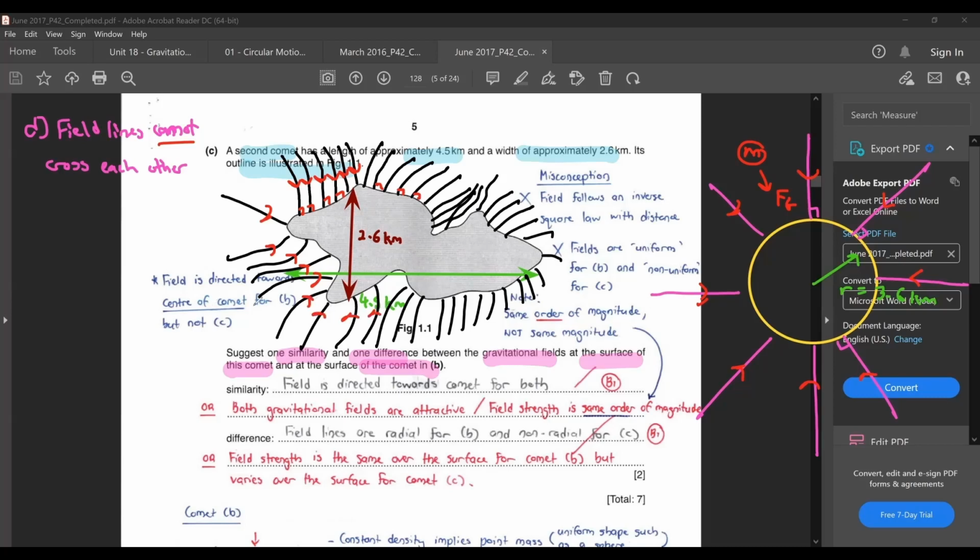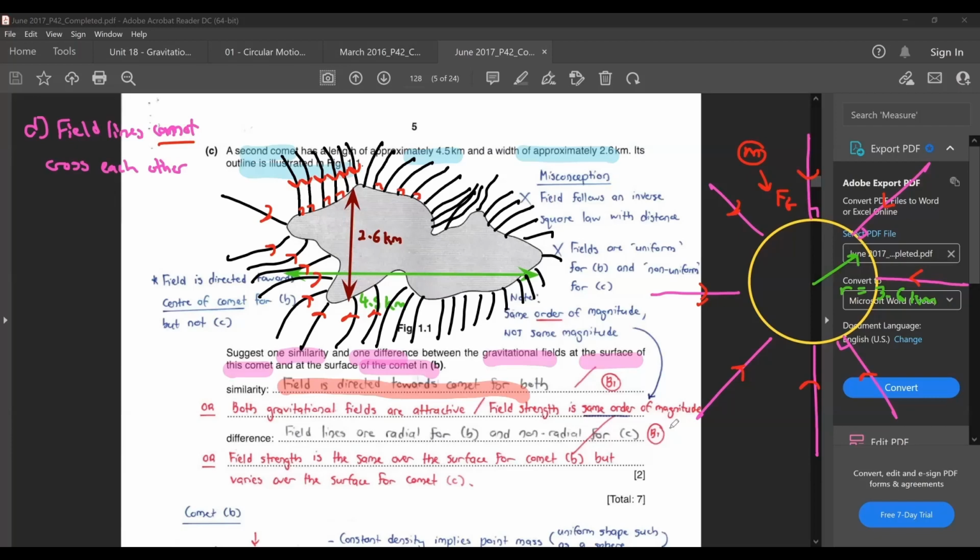Okay. Now, what is the similarity between both comets in terms of the field? You will say that the field is actually directed towards the comet for both cases. Field lines will always be inwards for gravitational field. Okay, so this is one similarity.